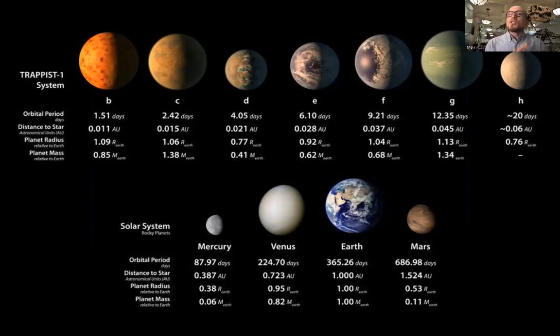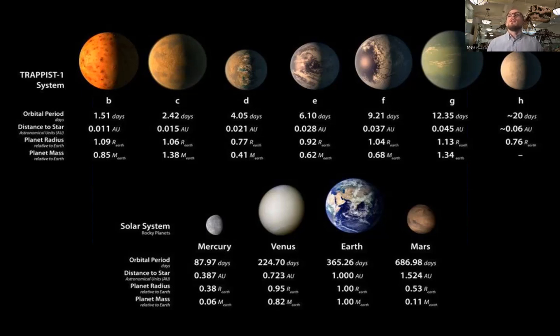In fact, we know so little about these planets that the pictures you're seeing of the planets up at the top in the TRAPPIST-1 system, those are all artistic impressions. They're paintings. This is not what these planets look like necessarily. In fact, we don't know. This is somebody's best guess. On the bottom, Mercury, Venus, Earth, and Mars, those are actual pictures of the planets taken from space. But at the top, they're just our best guess. We have a lot more to learn and discover.